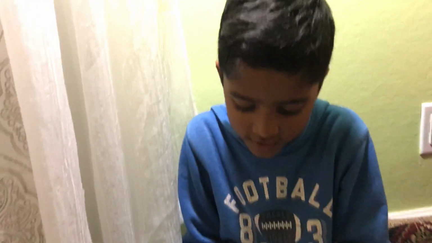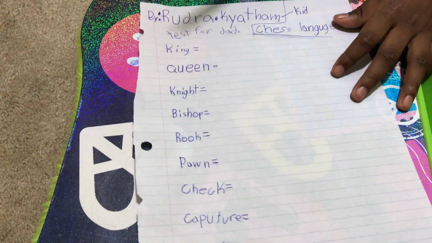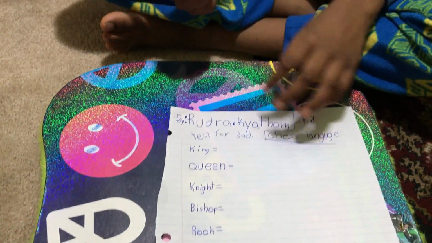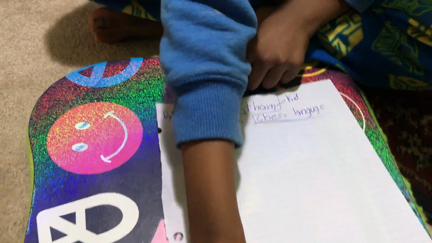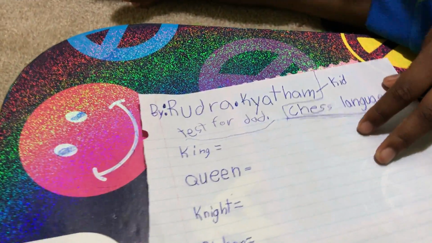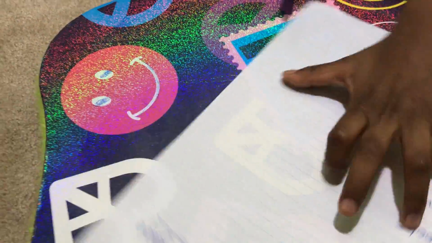Hi friends, I'm going to show you chess language. I learned this in my chess club, how to write chess language. But first, I'm going to show you what the symbols are, and I'm going to do a test for my dad. It says right there. Okay, I'm going to start. I'm going to turn the paper around.